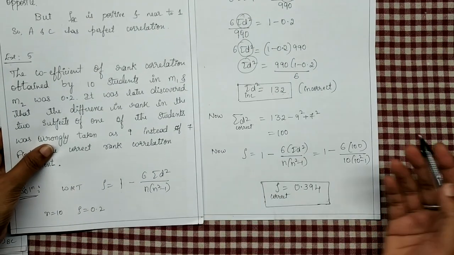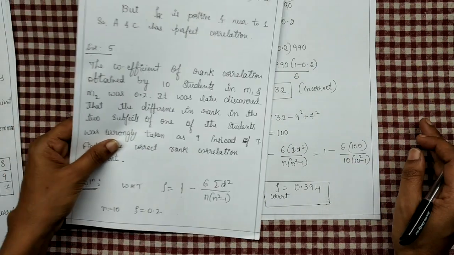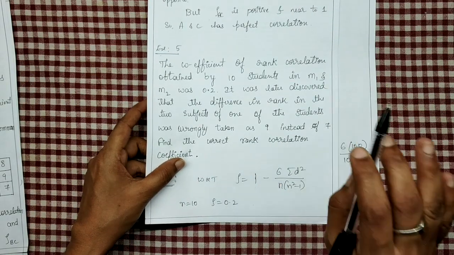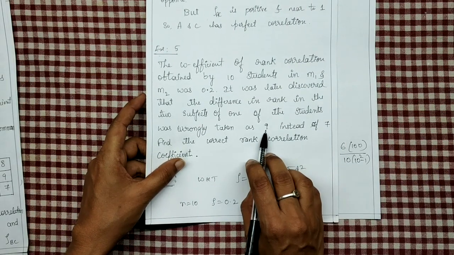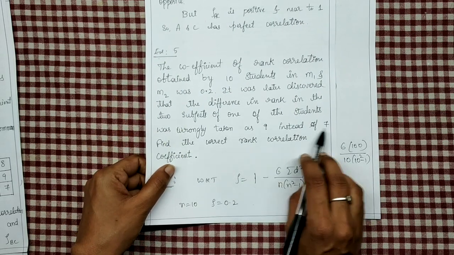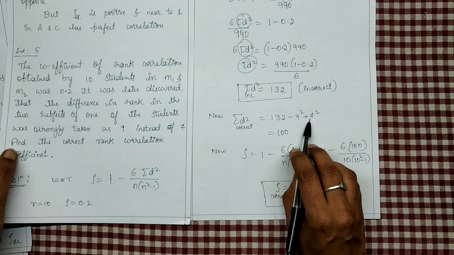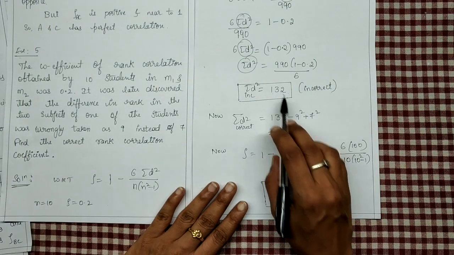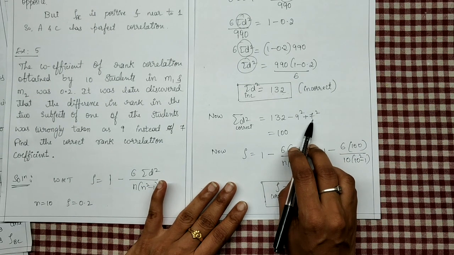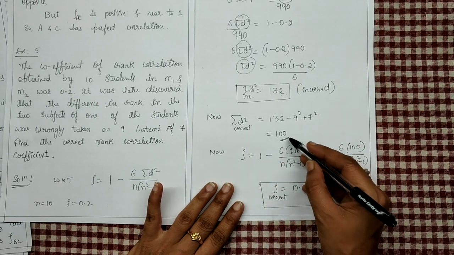To find the correct value, we have to remove the incorrect value and add the correct value, right? See, 9 was incorrect and the correct value is 7. The difference in ranks was wrongly entered as 9 instead of 7. So I have to remove this 9 square and add this 7 square. So for this 132, I remove 9 square and add 7 square, so that I will get 100. Now in place of sigma d square, let me substitute that 100.